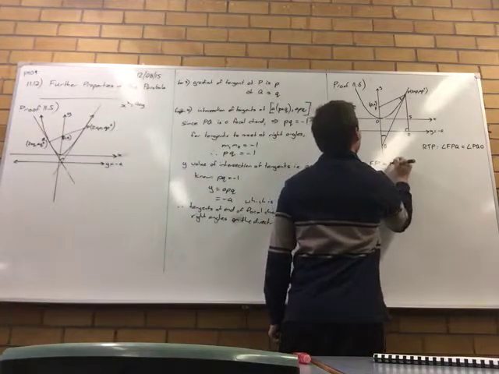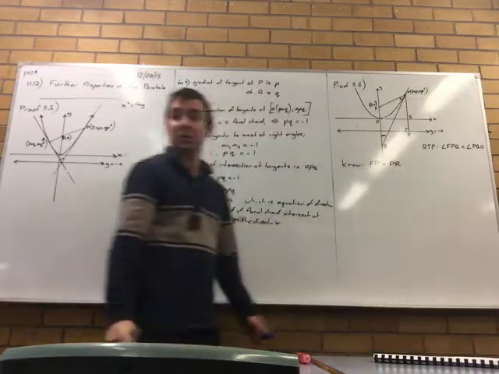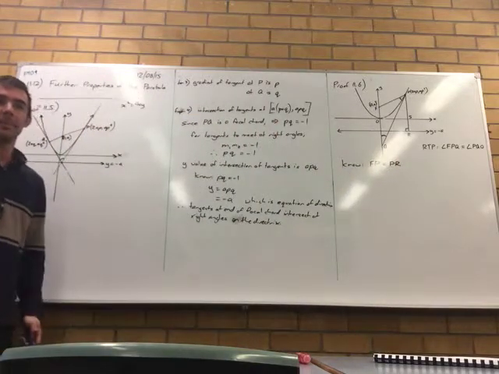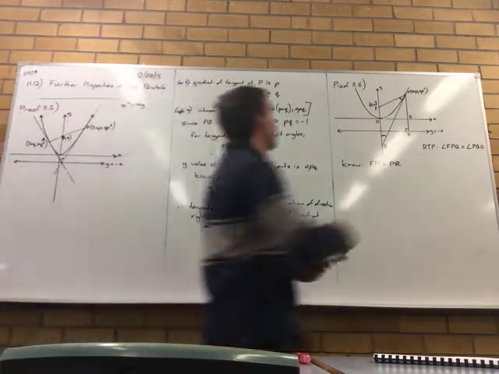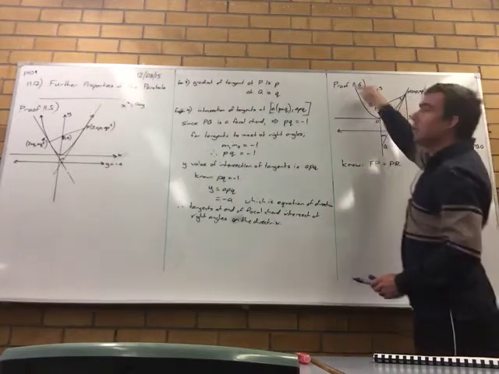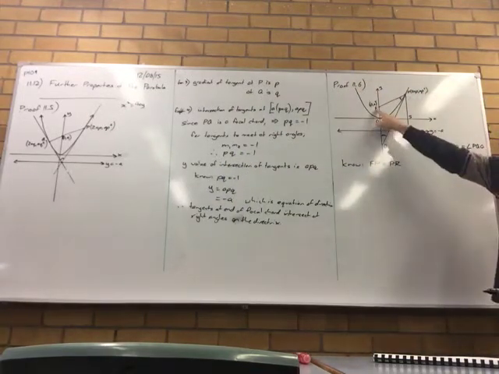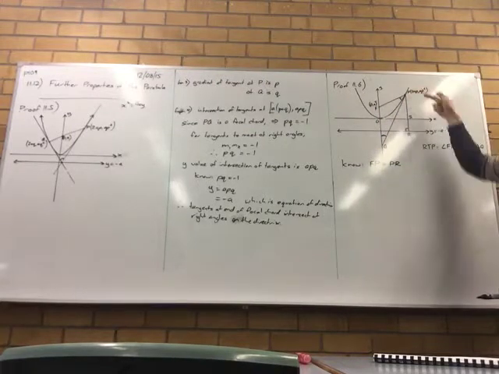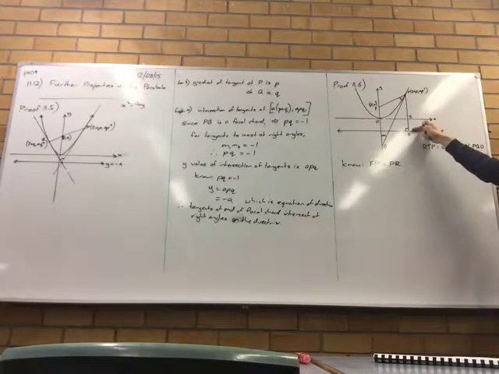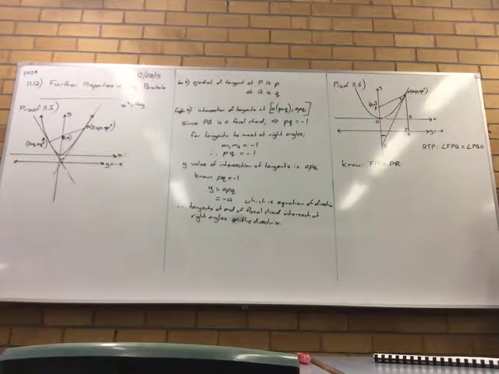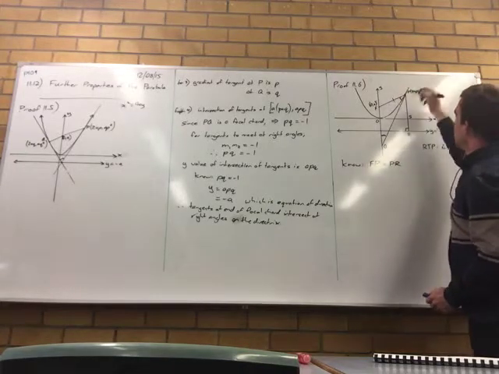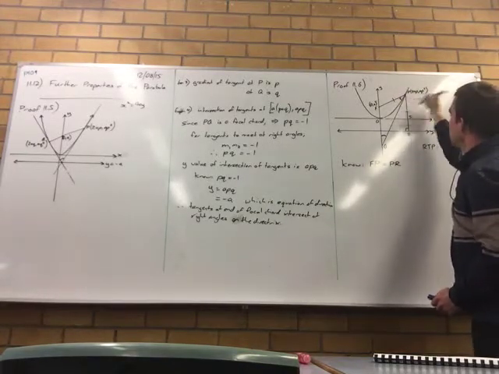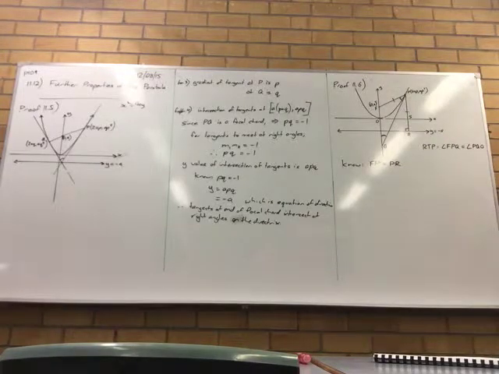PF is equal to PR by definition, isn't it? The path of the parabola, the point P, is equidistant from a fixed point and the path perpendicular down to a fixed line. That means this line and this whole line here are equal by definition.